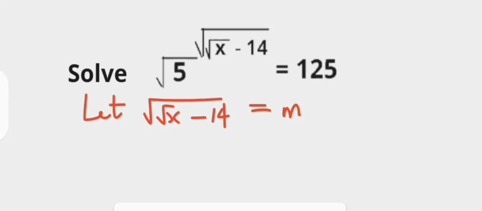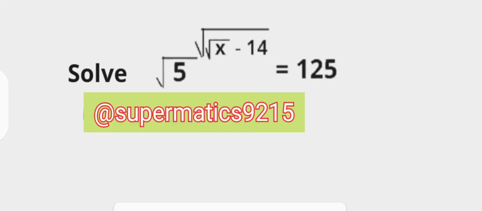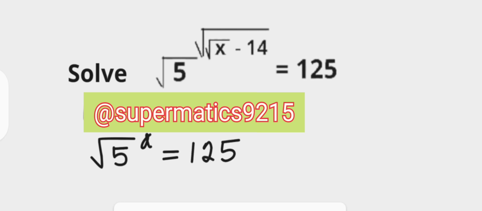To solve this radical exponential equation, we are going to make a transformation of variables. So we are going to let the exponent be another variable. For instance, we can say let the exponent, which is the square root of x minus 14, be a, so that the radical exponential equation that we have becomes the square root of 5 raised to the power of a as the new exponent equals 125.